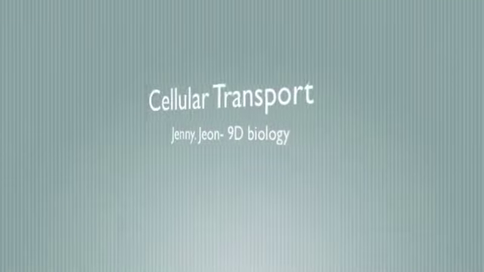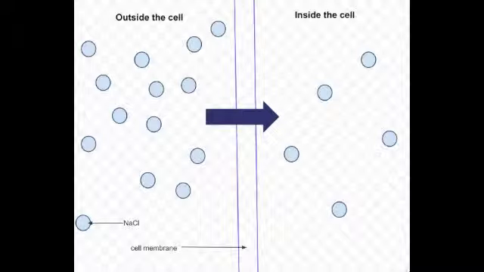Today we'll be talking about cellular transport. First off, I'll be talking about diffusion. Diffusion is the movement of molecules, either gas or fluid, from high concentration to low concentration. In the diagram, you will see the molecules naturally moving from the area of higher concentration, which is the left, to lower concentration, which is the right.